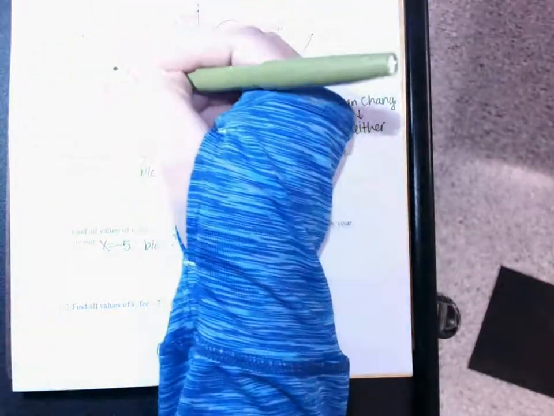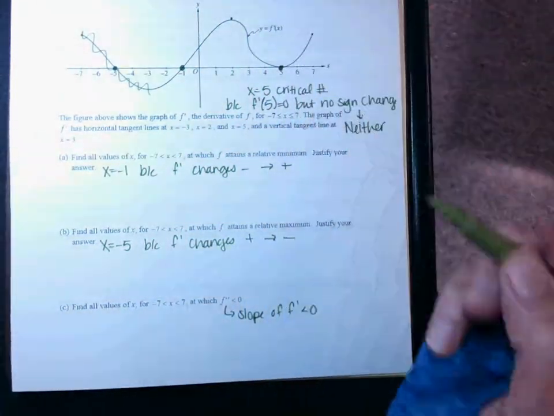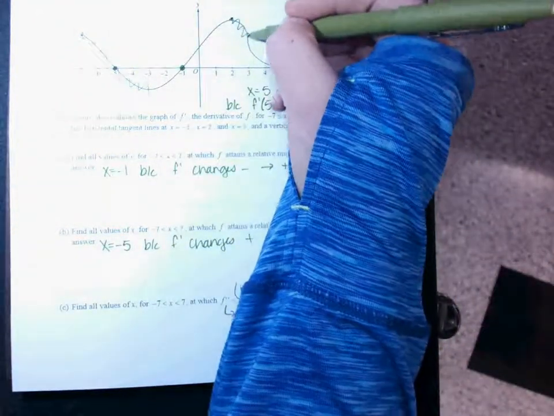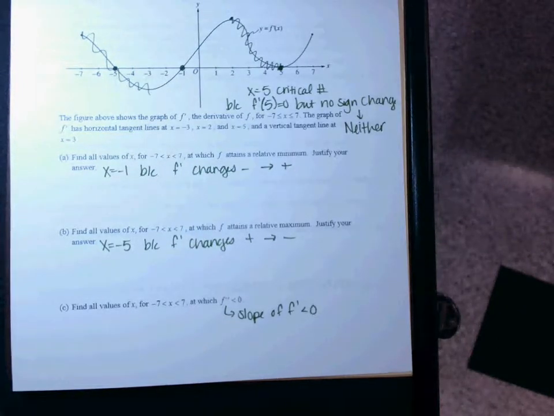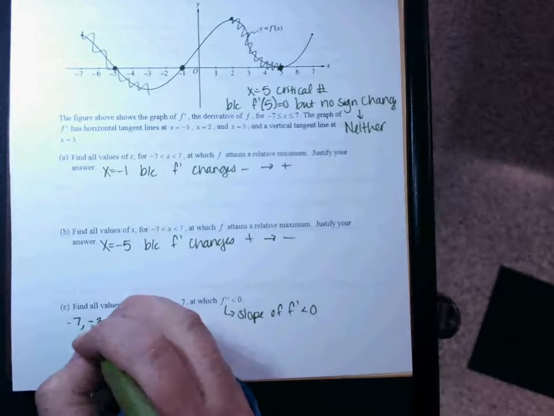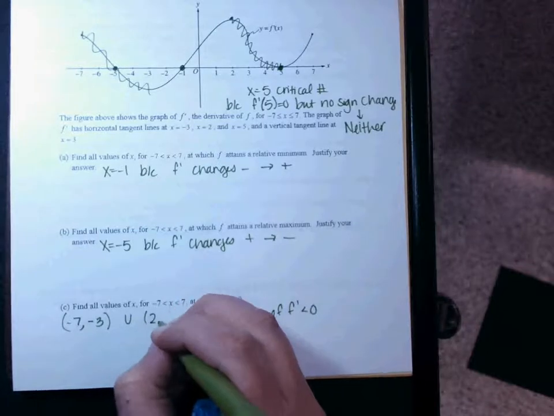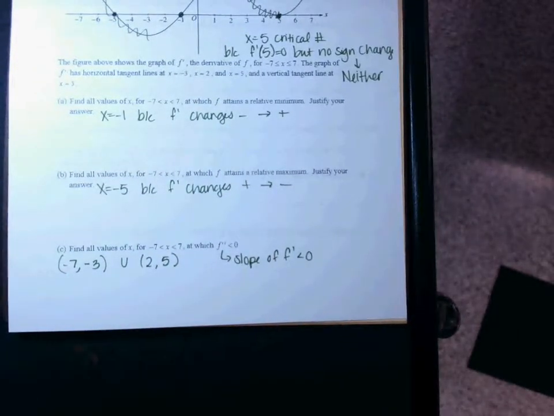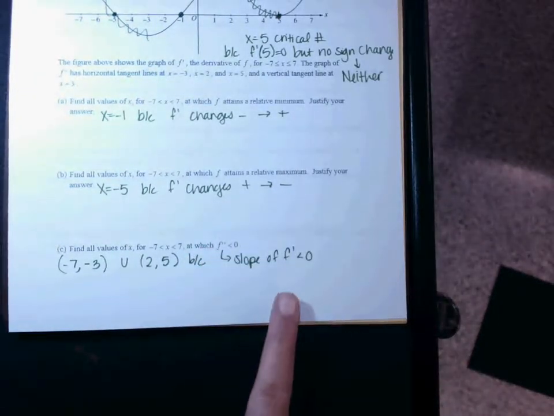-7 to -3. Why would it be negative? Because it has a negative slope on those intervals, not because it's on the negative side. Now if you wrote this, you would actually not get your point. -3 union 2 to 5. You could put because the slope of F prime is less than 0.